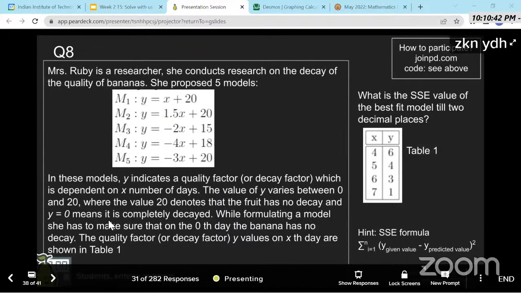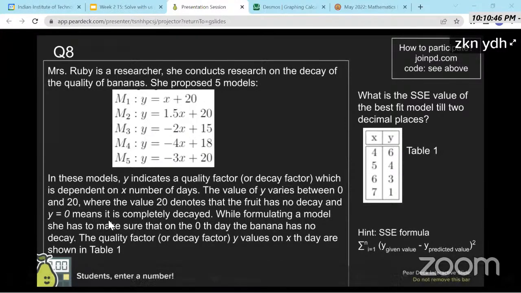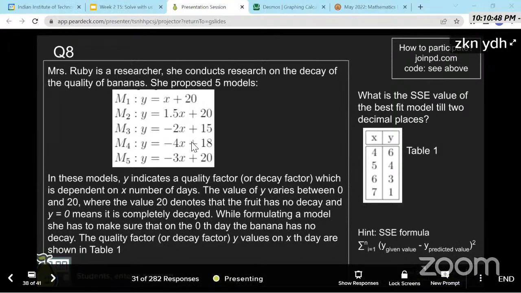Also, Ruby has to make sure that when x is 0, y must be 20. So for which model do you get that? When x is 0, are you getting y equal to 20 for M3? No. Similarly, you don't get it for M4, but you get it for M5. When x is 0, you get 20. So based on this information, I can say that only M5 is the best model. Now, once we know this, what do we do? We find out the SSE. That's all.